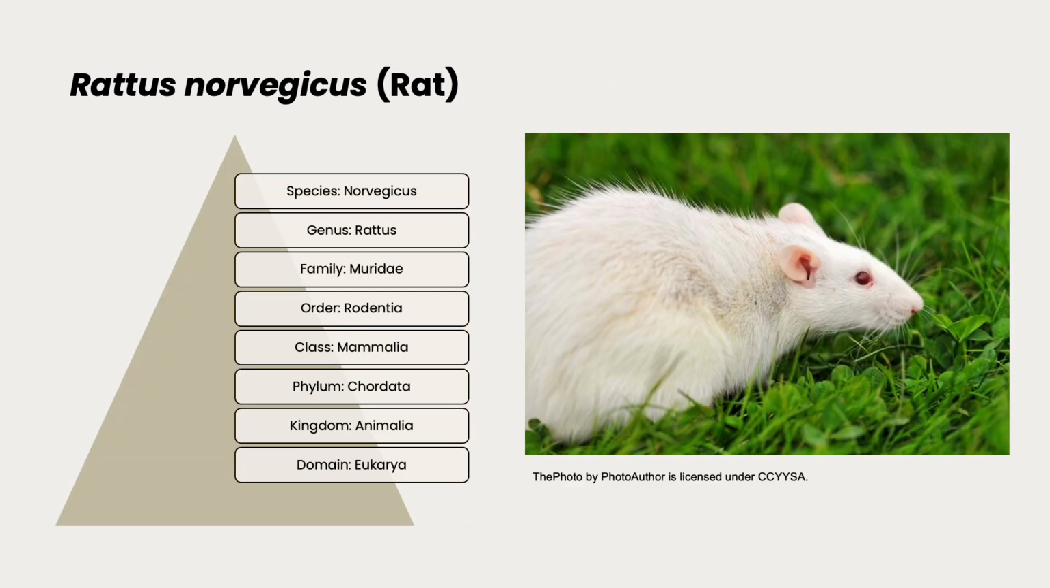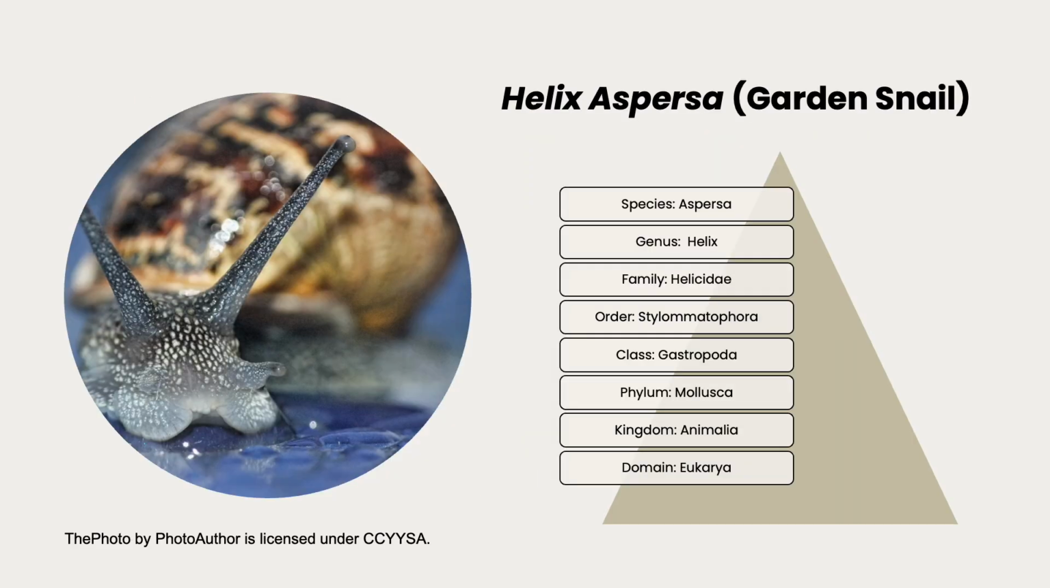Now we're looking at the taxonomy of the rat, starting from eukaryote, animalia, chordata, mammalia, rodentia, muridae, rattus, and then norvegicus. This is the taxonomy of the snail, starting from eukaryote, animalia, mollusca, gastropoda, stylommatophora, helicidae, helix, and aspersa.